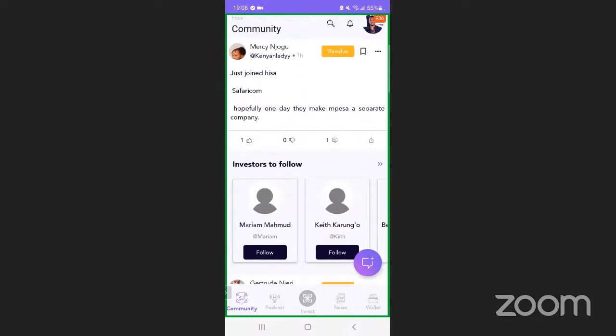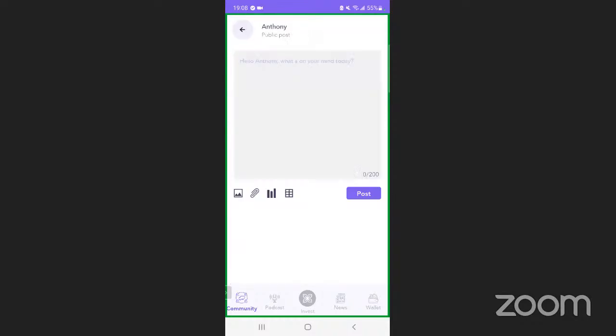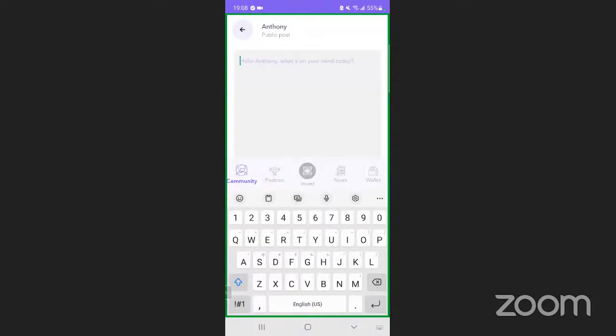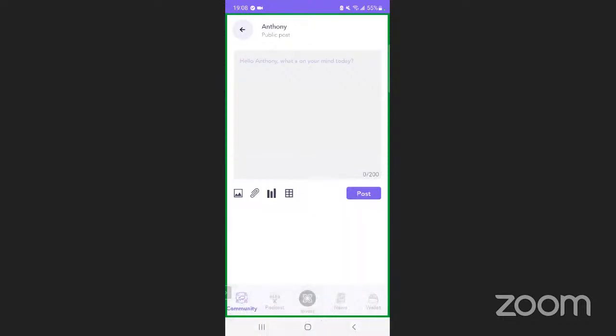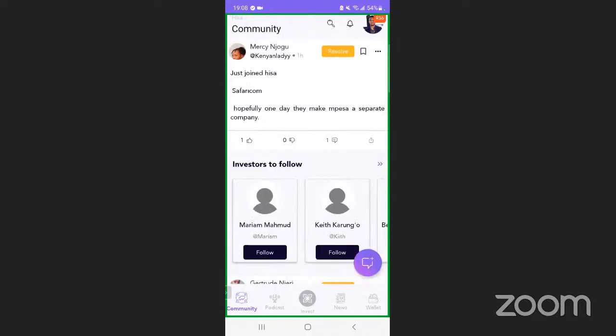And then you can just type and start a conversation. If you receive dividends, you can attach an image of the dividends and post, "Hello guys, I just received a dividend of this amount," just to encourage other investors to invest. So basically, this is the interactive section of the app.